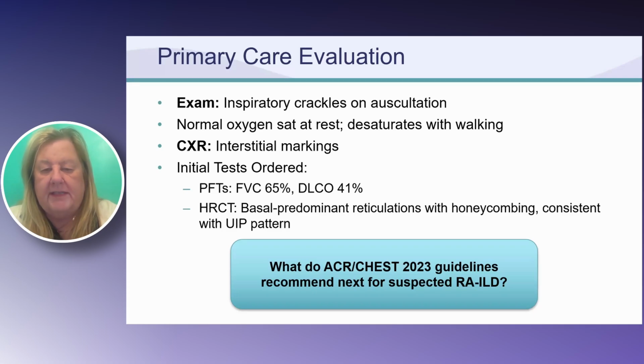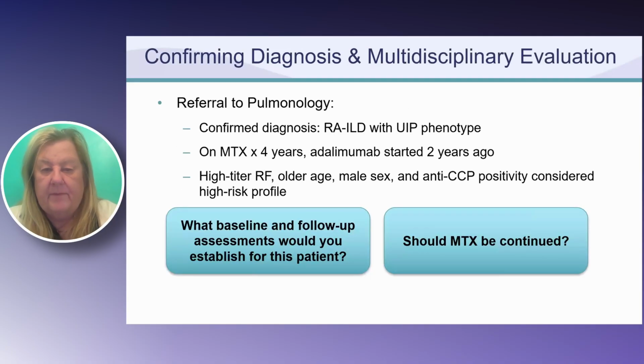So remember, back to our ACR chest guidelines, recommendations for our suspected RA-ILD. We want to follow these patients, get them to pulmonary, but also follow these studies. We've met and made our network with pulmonary. They're going to confirm the diagnosis of RA-ILD with UIP phenotype. This patient has been on methotrexate 4 years, adalimumab 2 years, high rheumatoid factor, older age, male sex, and then that anti-CCP positivity, which does put them in that high-risk profile.